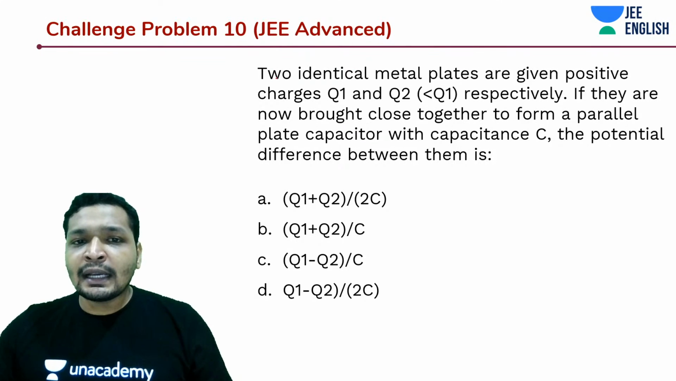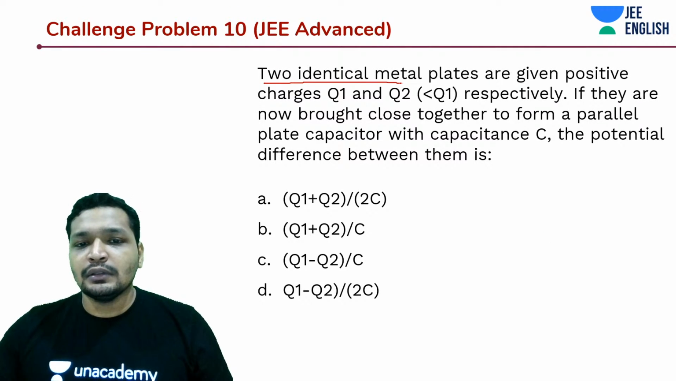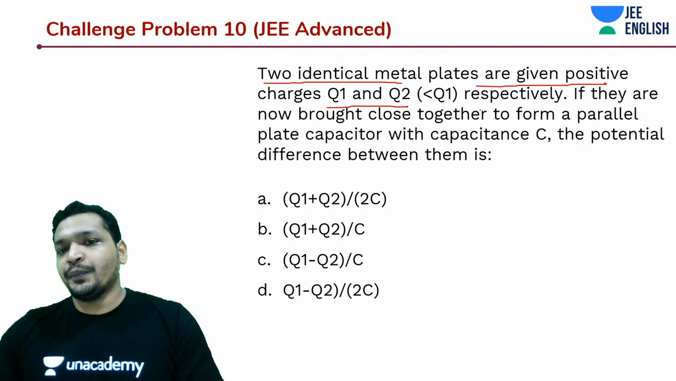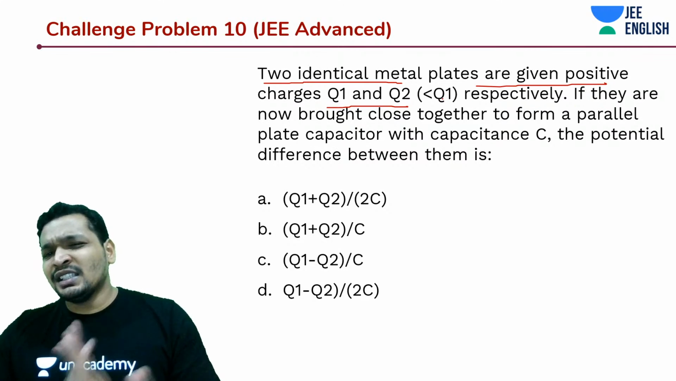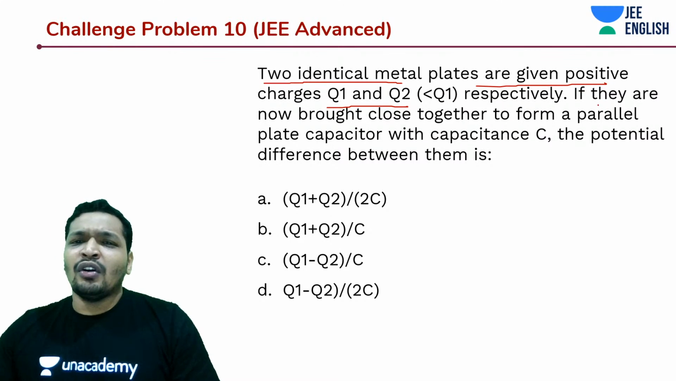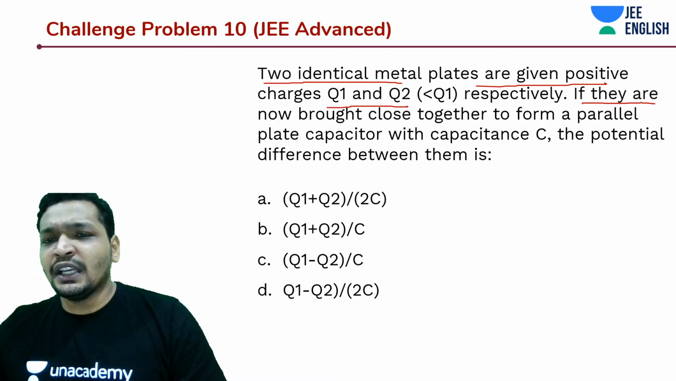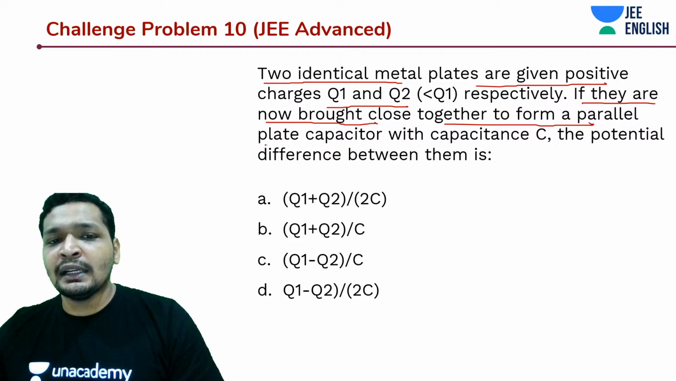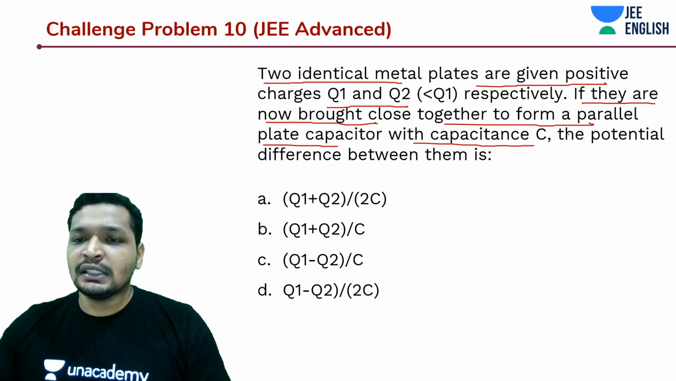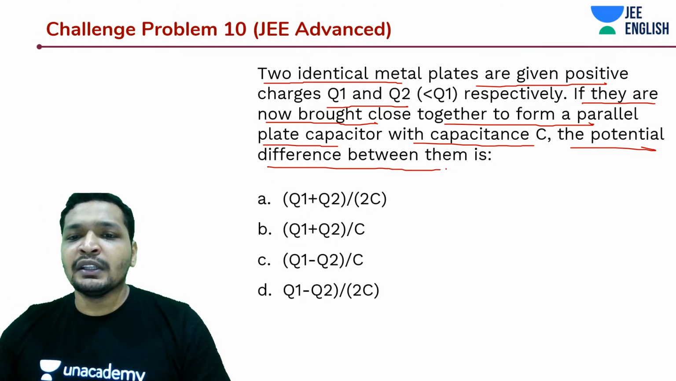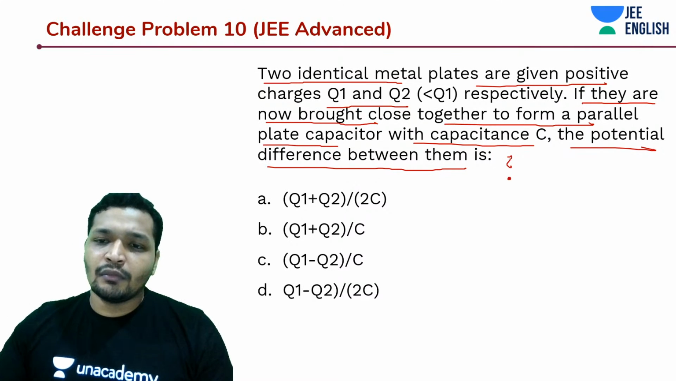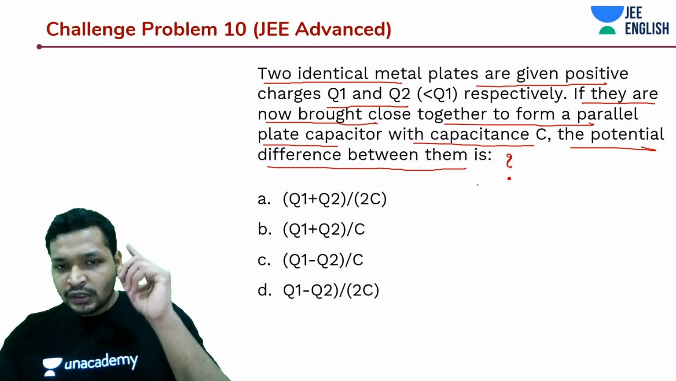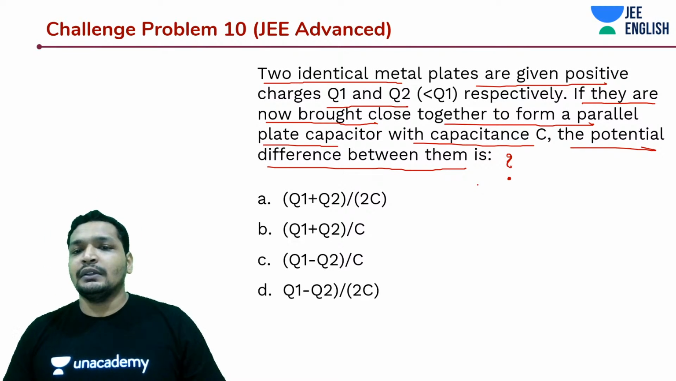Two identical metal plates are given positive charges Q1 and Q2. Q1 is less than Q2. Maybe that is relevant. If they are now brought close to each other to form a parallel plate capacitor with capacitance C, what is the potential difference between them? It's a redistribution of charges problem, students, so think carefully and try to answer it.